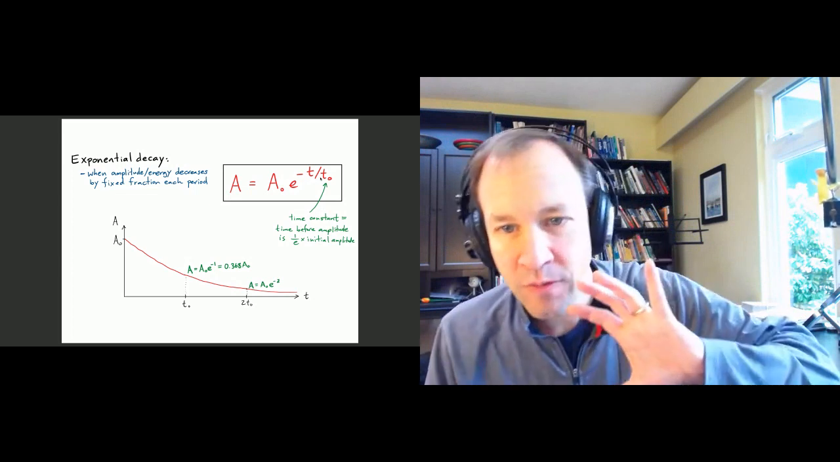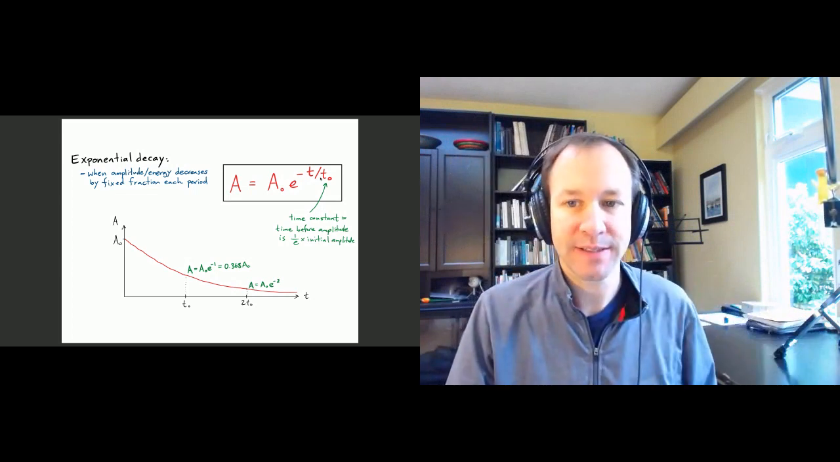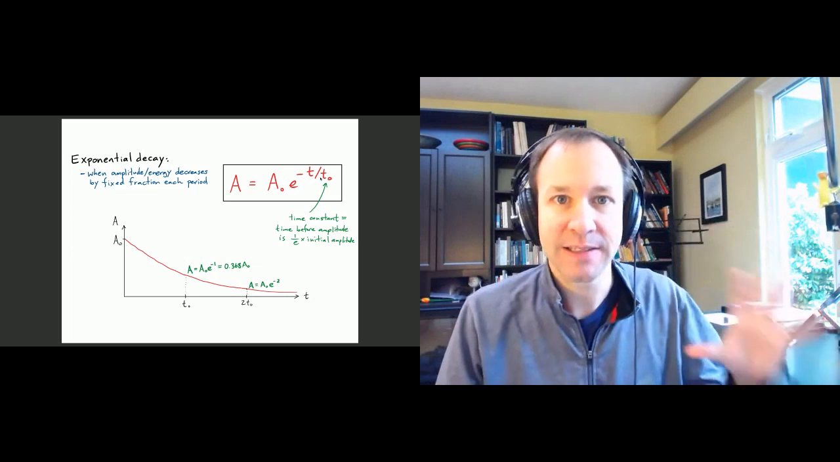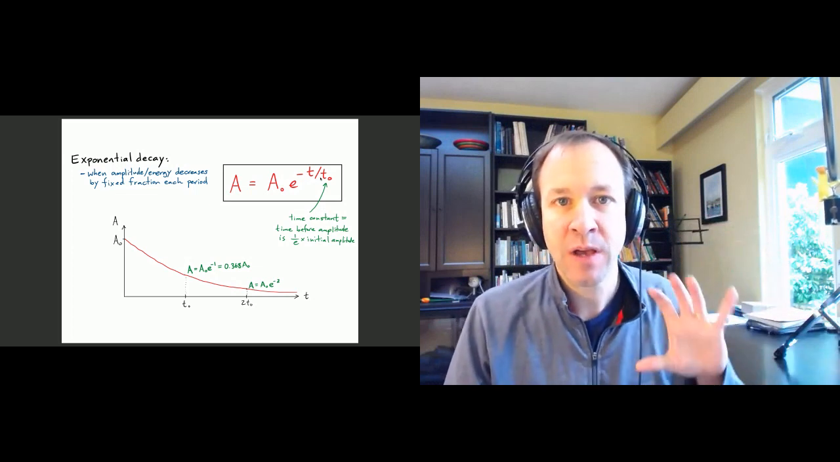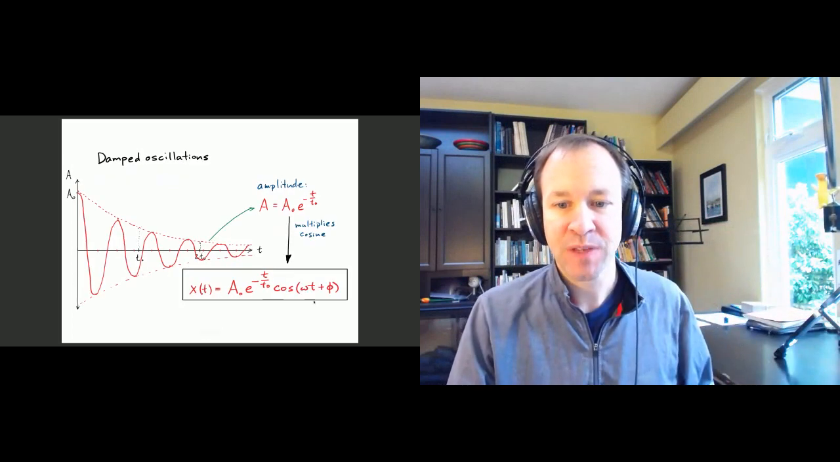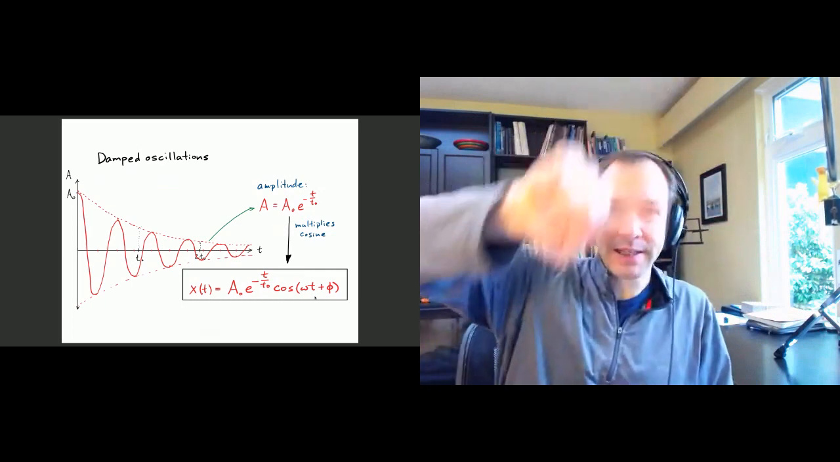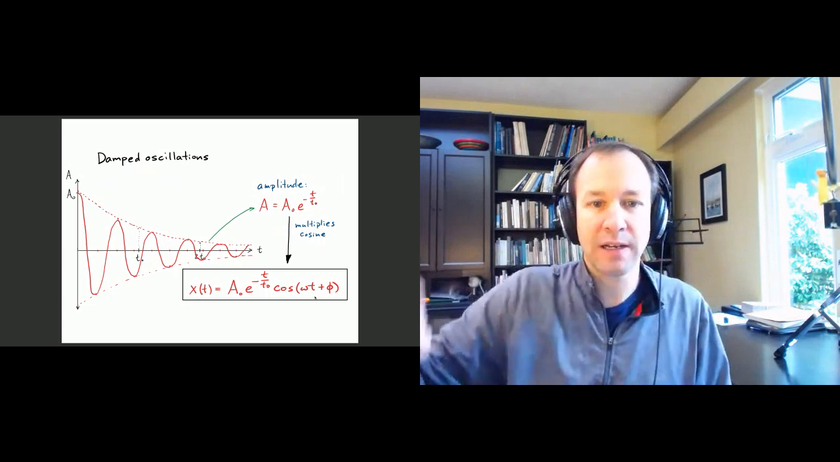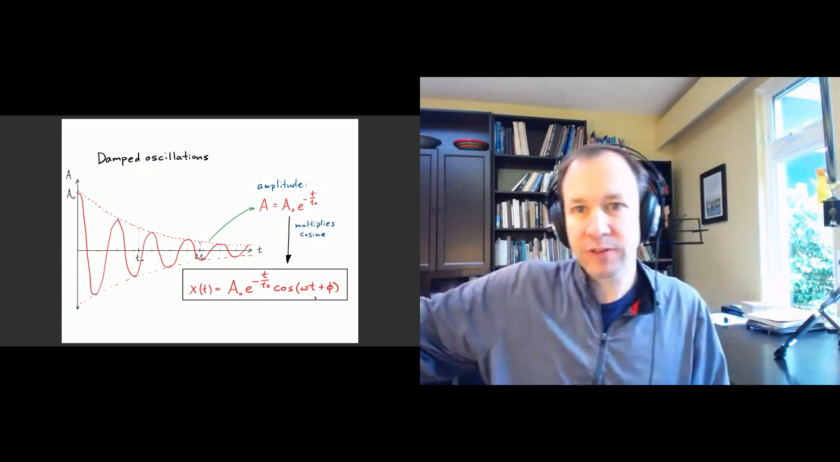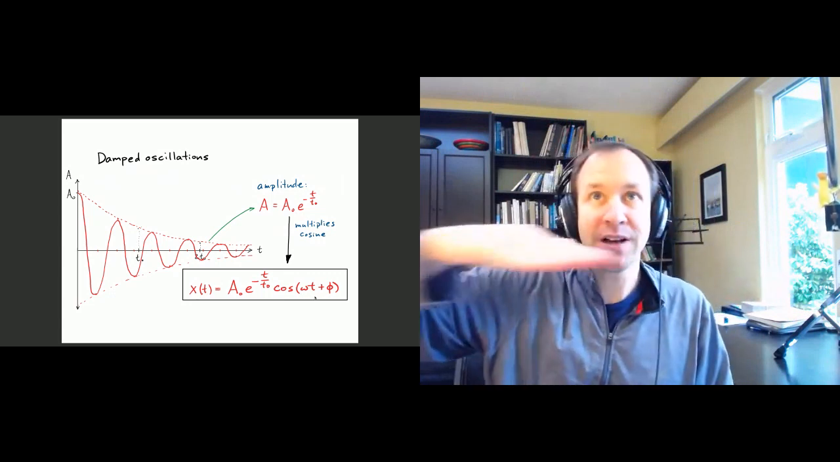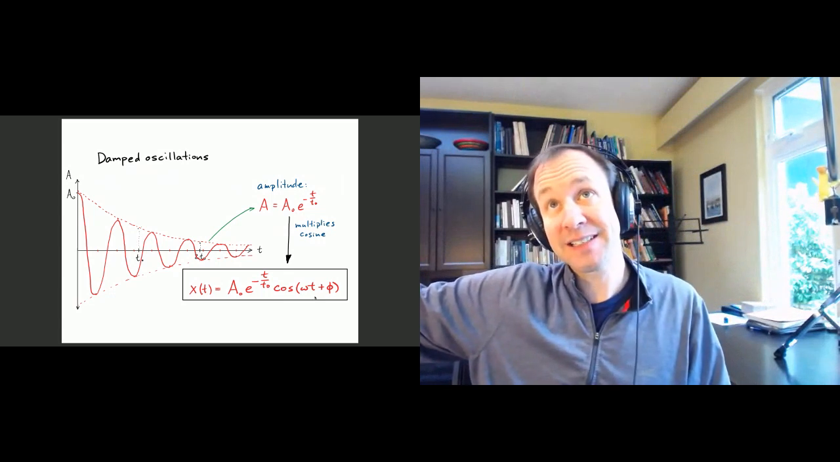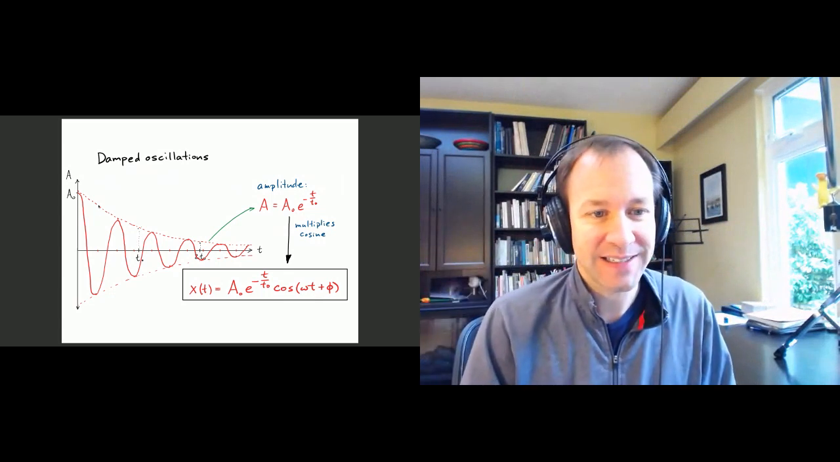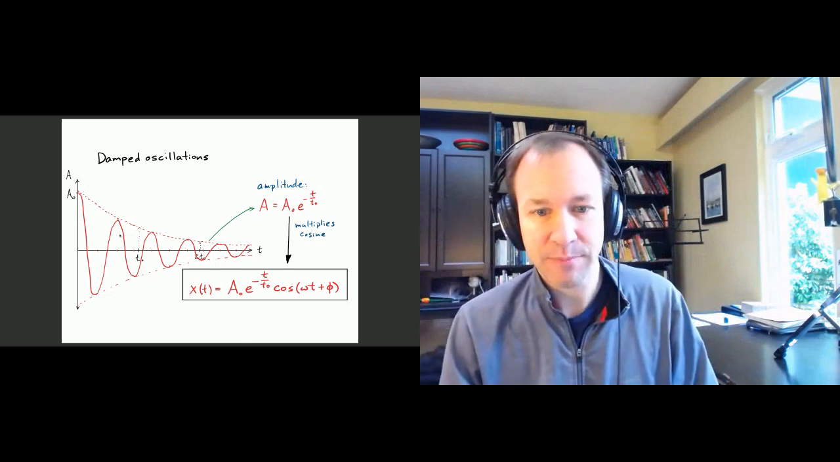And so remember, this is the amplitude of our oscillation. But then to find the displacement as a function of time, we just multiply that by the cosine function that describes the oscillation itself. So then instead of an ordinary cosine that has a constant amplitude, what we find is this oscillating function that has a decreasing amplitude.